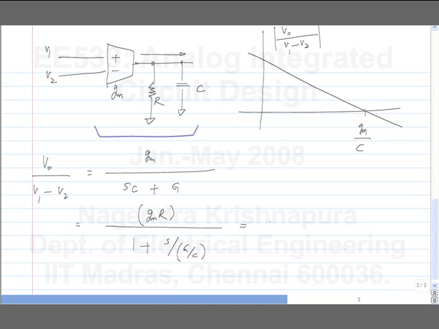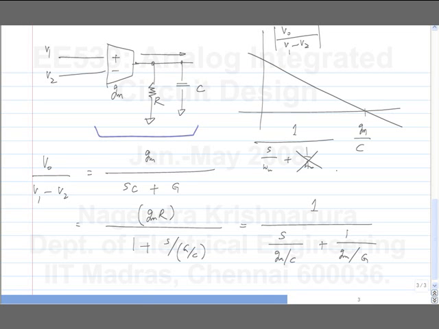This can also be written in another form which I have used earlier. We had put things in this form earlier, right? We had 1 divided by S by omega u plus 1 by A naught. So if A naught is infinity, this goes away and it becomes an ideal integrator. So the DC gain is GmR, and R is any resistance that you connect as a load or any output resistance that the transconductor has.